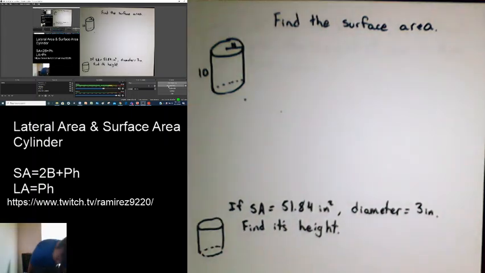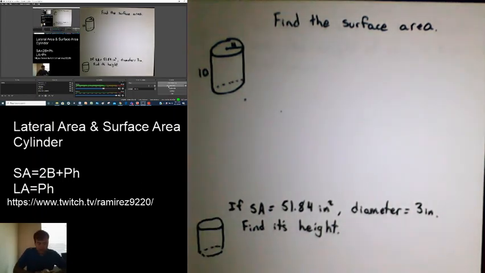Alright, so right here, guys, I have a can of tomato sauce. Alright, and again, to differentiate the difference between lateral surface area and total surface area. Lateral surface area only refers to this section. Okay, this section. Total surface area is obviously everything. It's this and this. Your bases.